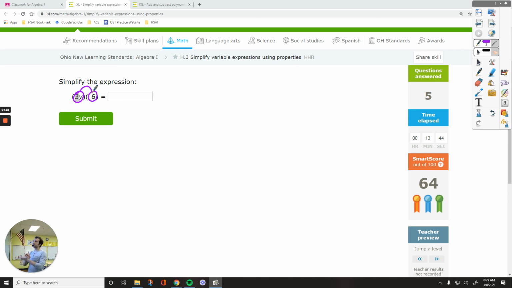So it is 3 times -6 is our first step. 3 times -6 is -18. And then there's that y in there. We just drop it down. -18y would be the answer to this question.